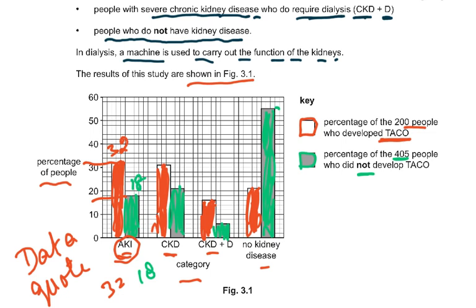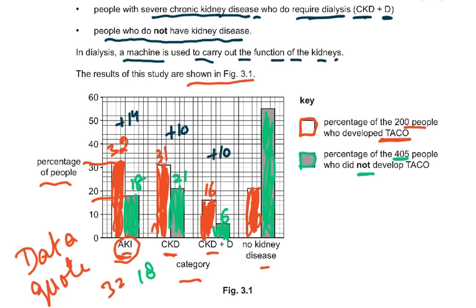So this is what you would be expected to be doing when you look at a graph like this. I have written all the figures: 32 who developed TACO, 18 who did not develop TACO, then in CKD 31 and 21, then in CKD plus D we have 16 and 6. And what is the change in percentage is plus 14. Here I've written in black, plus 10 change in percentage in the CKD plus D. So you would give me who developed TACO 32, who did not develop TACO 18, and then the change in percentage with kidney disease is plus 14. So you would give me this.